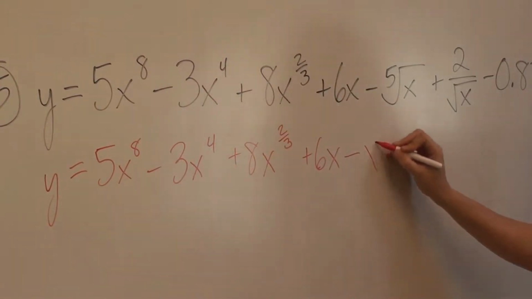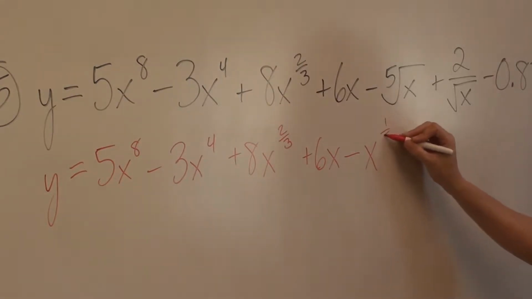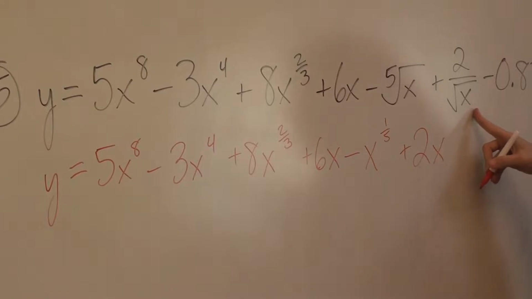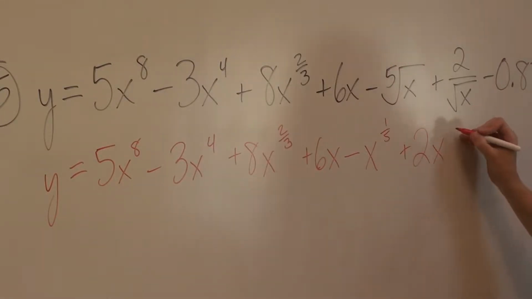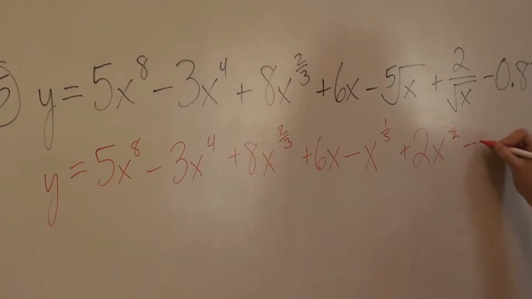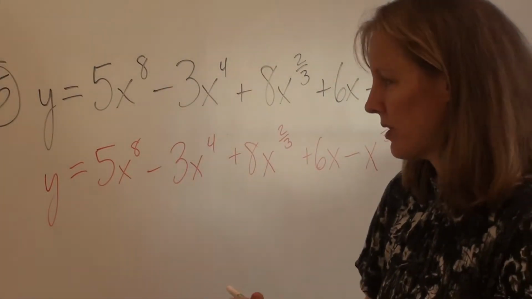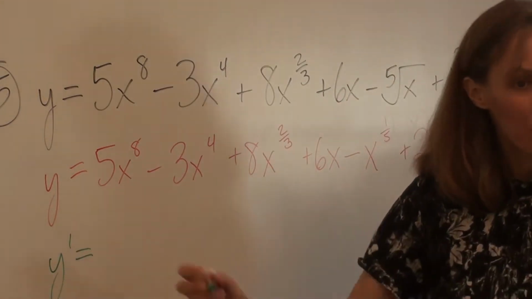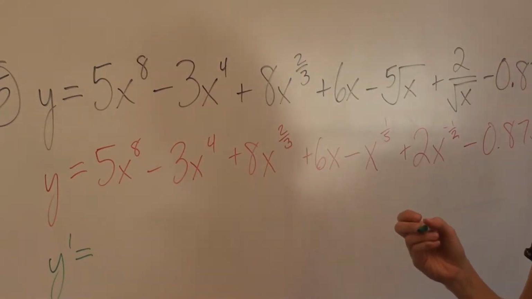What's this? X to the what? 1/5 plus 2x to the negative 1/2. Negative because it's on the bottom, and 1/2 because of the root. And then minus 0.875. All right, that's just rewriting the function. We haven't taken the derivative yet. So now we have to find the derivative, for the whole thing.